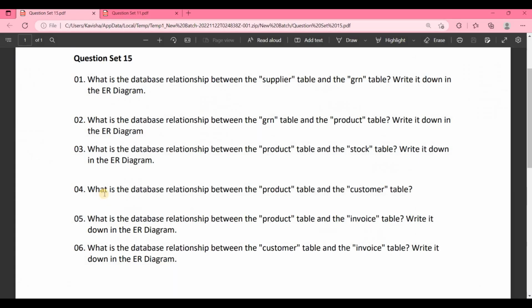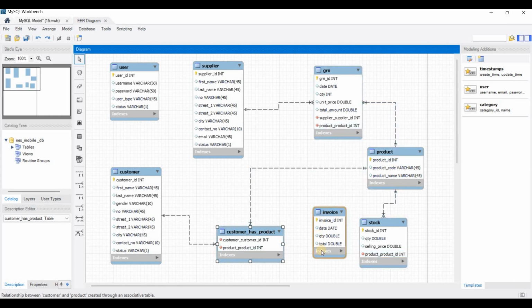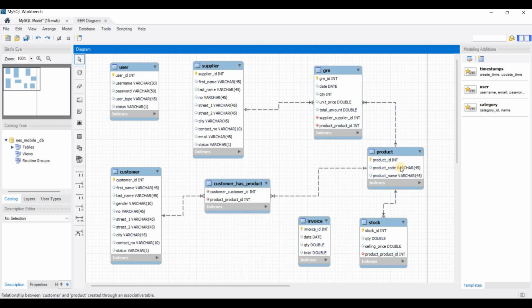Let's see the next question. In the fifth question, what is the database relationship between the product table and the invoice table? We want to identify the relationship between product table and the invoice table. Here's the product table and here's the invoice table. When we compare them, their relationship should be a one-to-many relationship. But here you can see an error. This customer has product table is also the invoice table, so you can see there are two invoice tables.